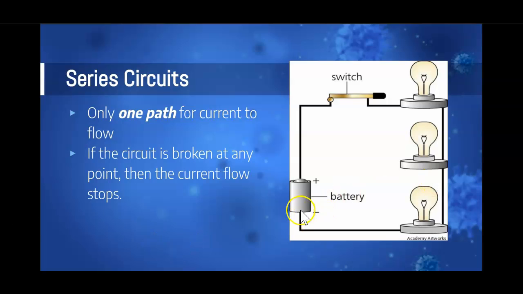So you can see in the diagram, the negative terminal is here. When the electrons leave the battery, they would travel along the wire and go into this light bulb, then this light bulb, then this light bulb, then through the switch, and then back into the battery. There's no other direction for them to actually travel.